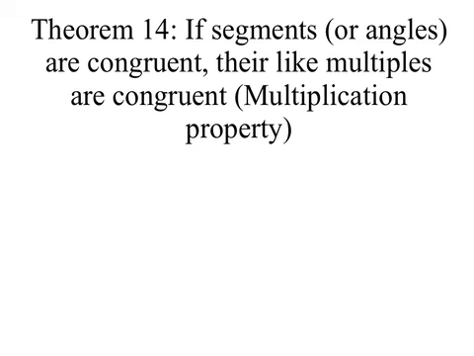Begin with Theorem 14. If segments or angles are congruent, their multiples are congruent, also known as the multiplication property. And this is another theorem that could be split into two theorems, one theorem for segments and the other theorem for angles. Well, in our first example, we'll look at segments.